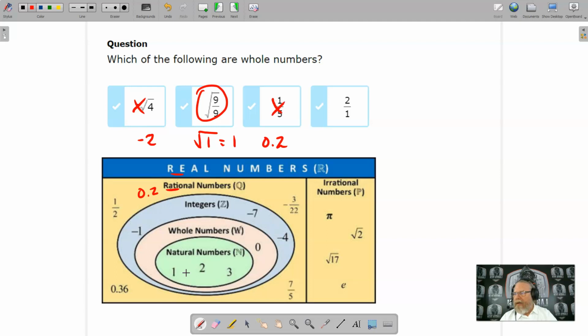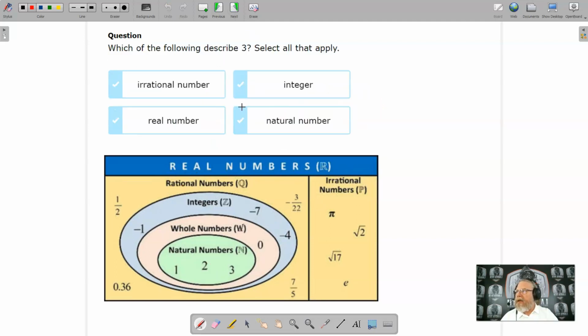Rule that one out. And then finally, for our last number that they give us, we have 2 over 1. Any number over itself is equal to itself, or we could say 2 divided by 1 is 2. So we're talking about this number here. So that's natural, whole, integer, rational, and real. Is it a whole number? Indeed, we do see that it's inside of the whole number circle, so this would also be a correct answer.